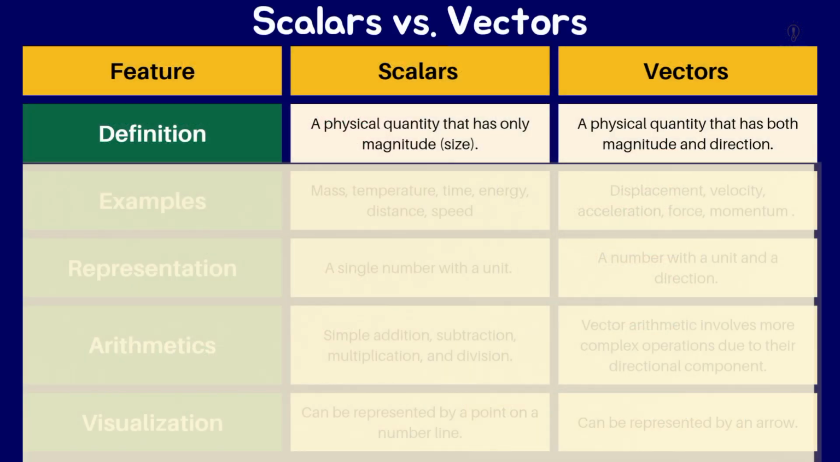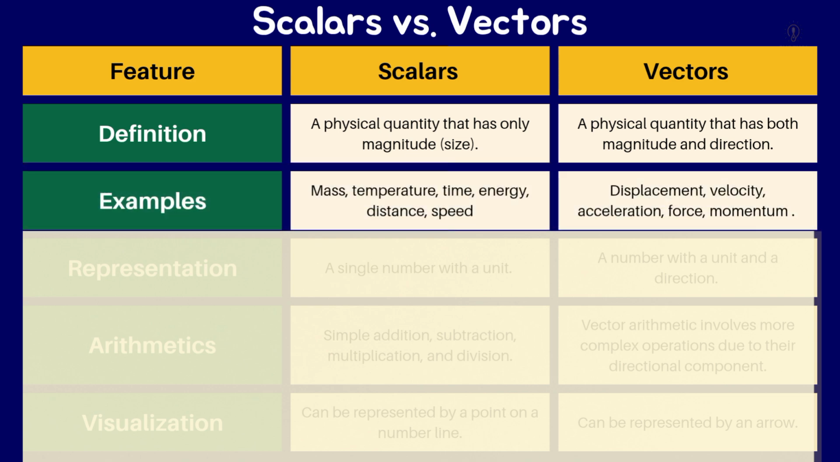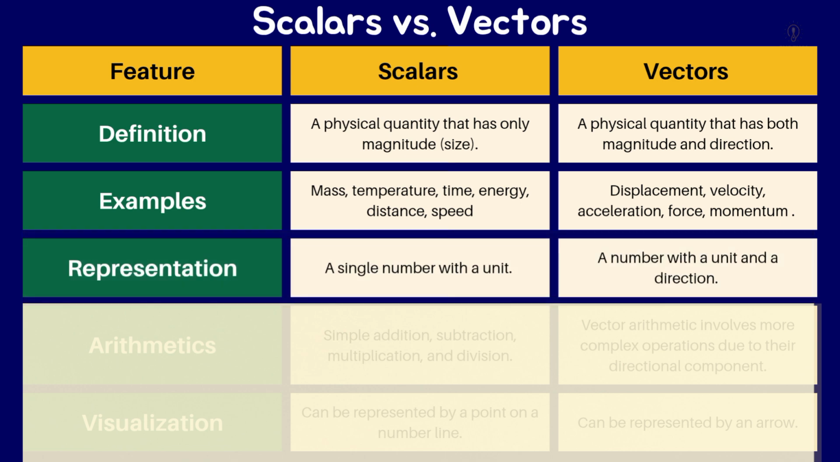Scalars are quantities that only have size. For example, a person might have a mass of 100 kilograms. The temperature outside could be 20 degrees Celsius, or it could take you 5 minutes to walk to school. Vectors, however, have both size and direction. You might say you've displaced yourself 10 meters to the east, are moving at a speed of 5 meters per second to the north, or are applying a force of 10 newtons to the west.